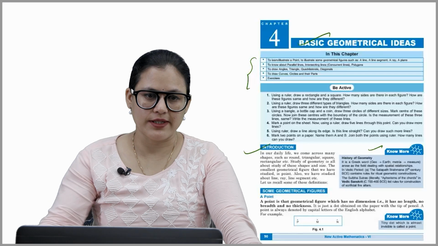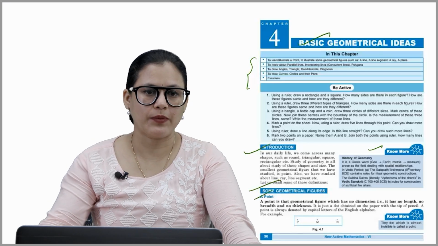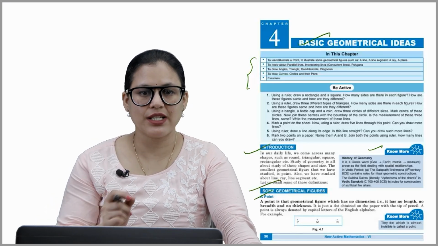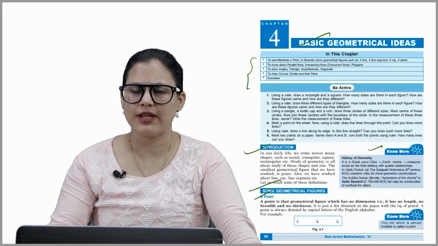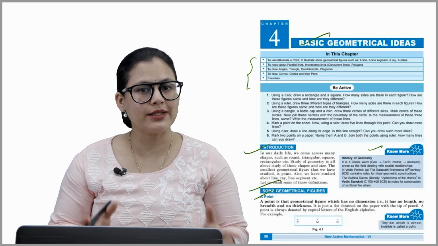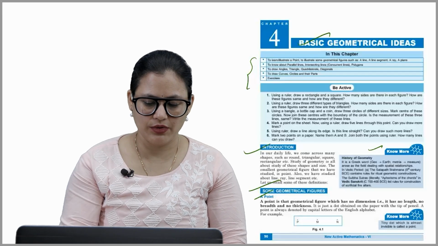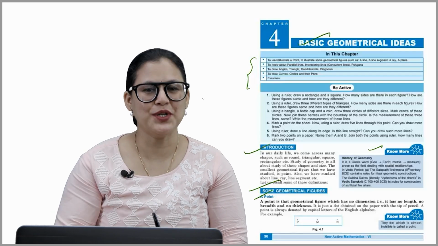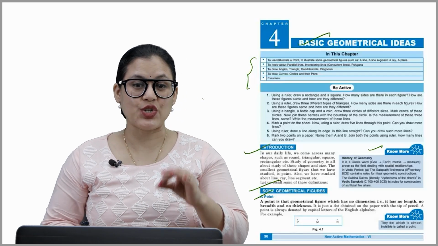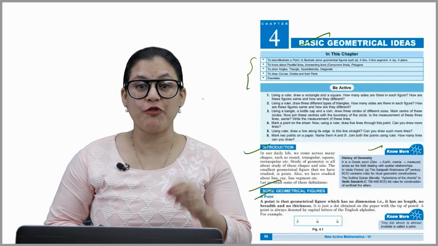Some geometrical figures. First, a point. A point is that geometrical figure which has no dimension. That is, it has no length, no breadth and no thickness. It is just a dot. Not this, but this is a dot. It is just a dot obtained on the paper with the tip of a pencil.